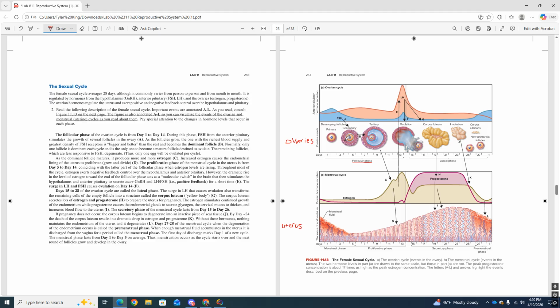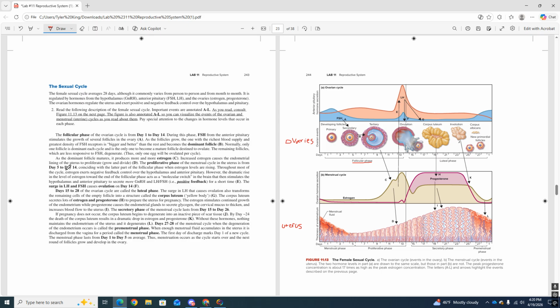So we can see, as it becomes more mature, that estrogen level is starting to rise. Increased estrogen causes the endometrial lining of the uterus to proliferate, to grow and divide. So estrogen goes up, we can see that uterine lining thickness going up as well. This is called the proliferative phase, days about 5 to 14. That is coinciding with the latter part of the follicular phase when estrogen levels are rising.